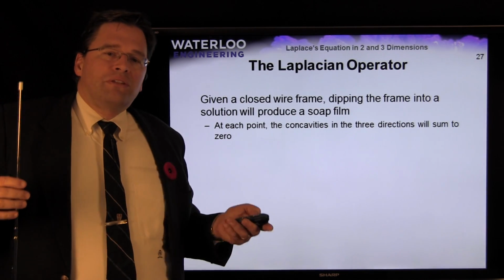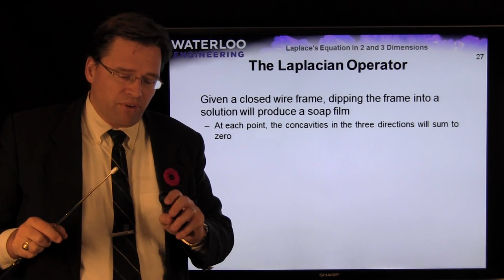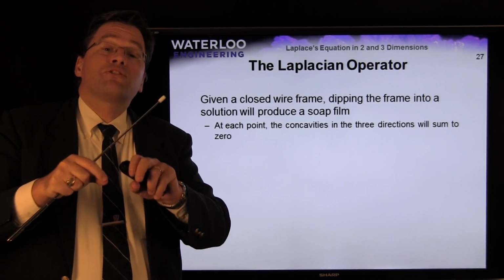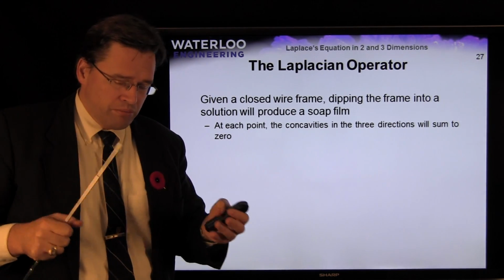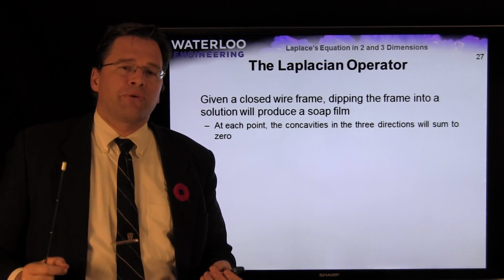Now, how are we going to do this? Well, let's think about a wire frame first of all, and then we'll translate that wire frame into a real problem. But let's just take a wire frame. How would you define a boundary with a soap film?